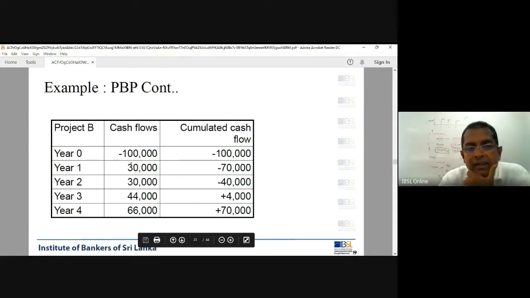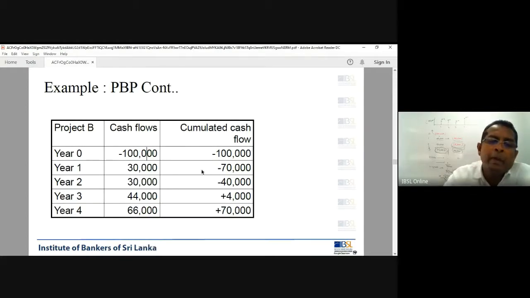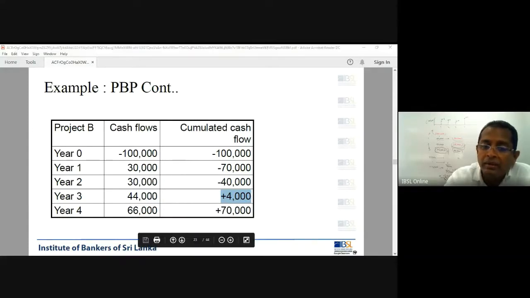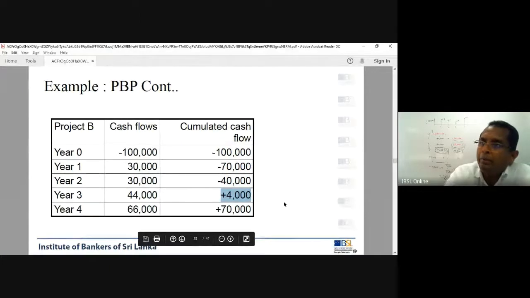When we consider the second project, 100,000 initial investment is same. First year 30,000, that means 70,000. Second year it is 30,000, that means we are left with 40,000. Third year you have 44,000, so end of the year you get 4,000 addition, right? On the payback period, we are talking about a period, not amounts, right?